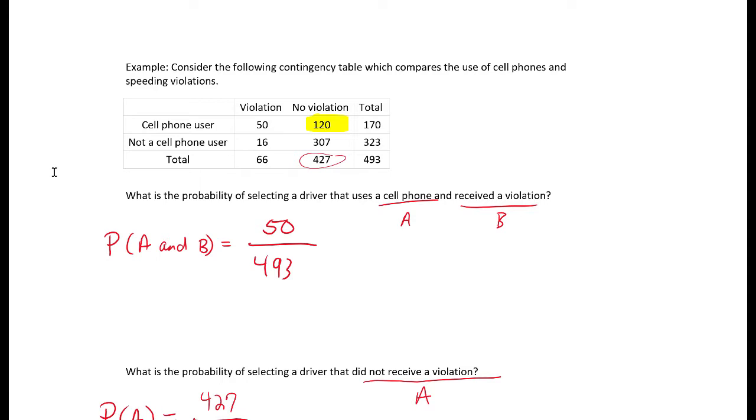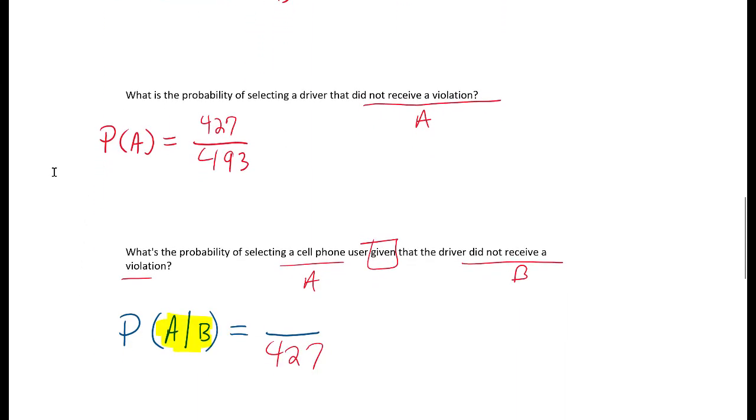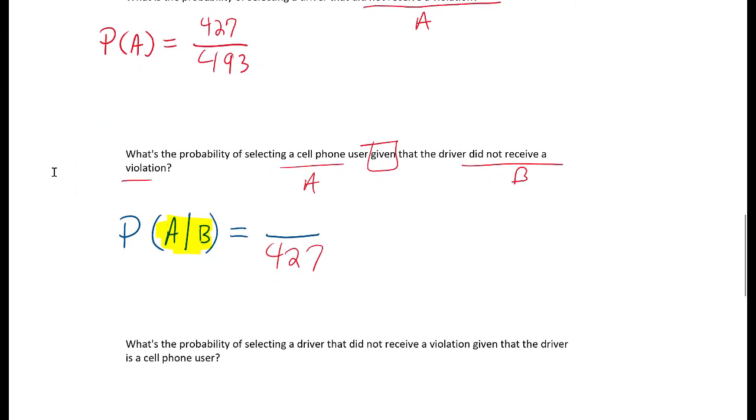So maybe ask yourself, why don't we use the 170? We don't use 170 because that includes both people that got speeding tickets and people that didn't receive speeding tickets. So that's what I mean by restricting your domain. We're restricting it to just people who do not receive a speeding ticket. So therefore, this conditional probability will be 120 out of 427.